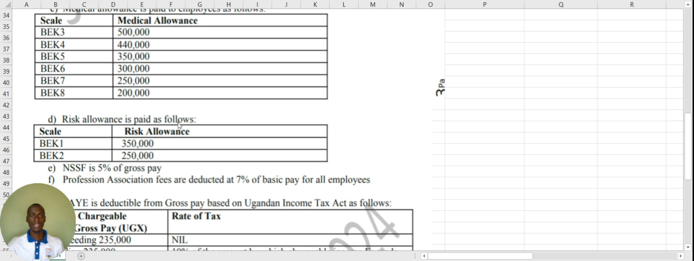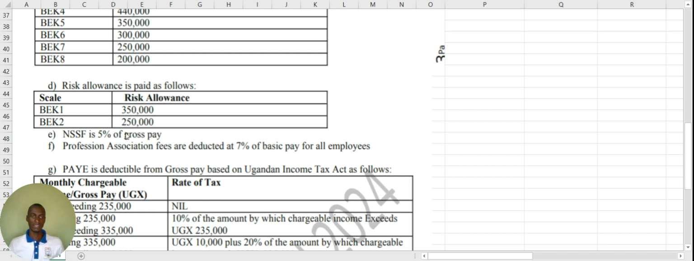Risk allowance is paid as follows. So scale B1 is 350,000, B2 is 50,000. Still, we are going to allocate the risk allowance on the basis of the salary scale. NSSF is 5% of the gross pay. Professional association fees are deducted at 7% of the basic pay for all employees. Pay as you earn is deductible from the gross pay based on the Uganda Income Tax Act.